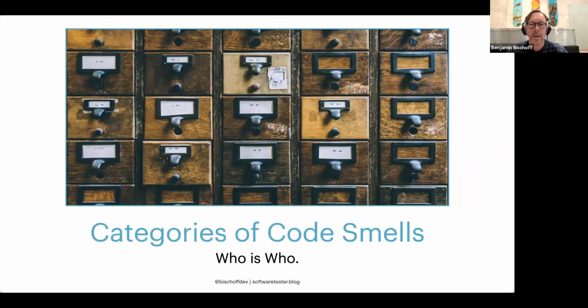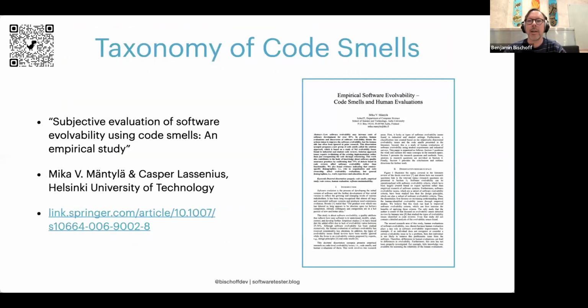There is a problem with the book, Refactoring. They mention a lot of code smells, but they don't categorize them. That's why I use for this webinar the taxonomy of code smells that two people from the Helsinki University of Technology wrote about in a paper. I linked it here. It's Mika Mäntylä and Casper Lassenius. They put all the code smells into categories, which makes it much easier to talk about them.